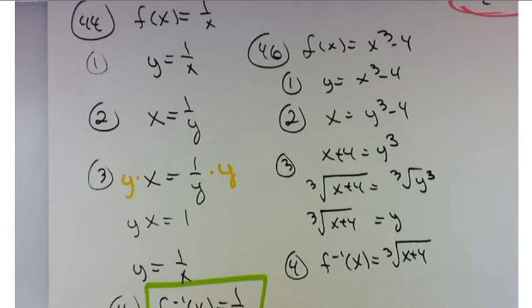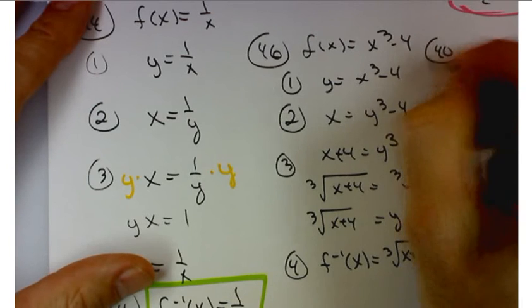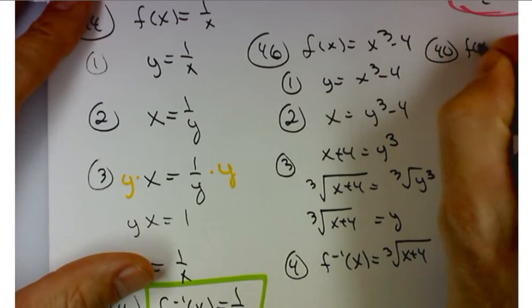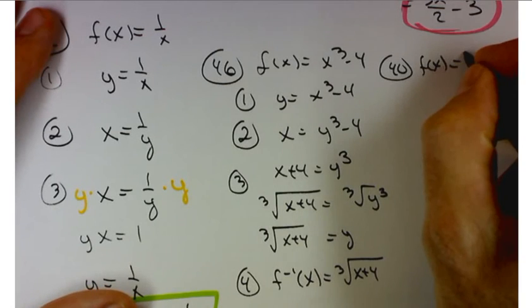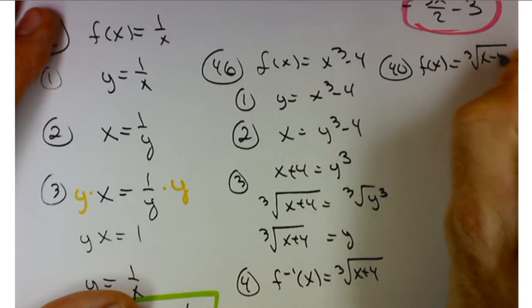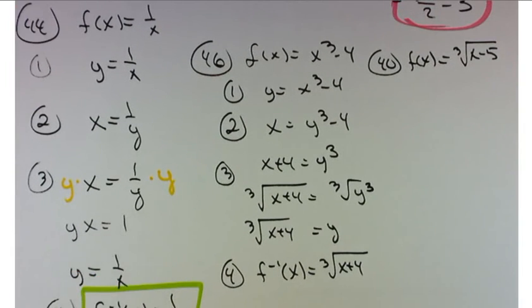Why don't you try problem number 40? f of x is the cube root of x minus 5. Is it 48? Yep. All right, my bad. 48.